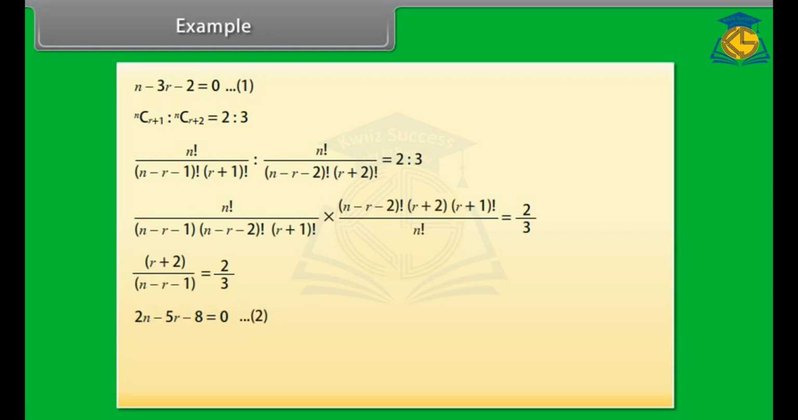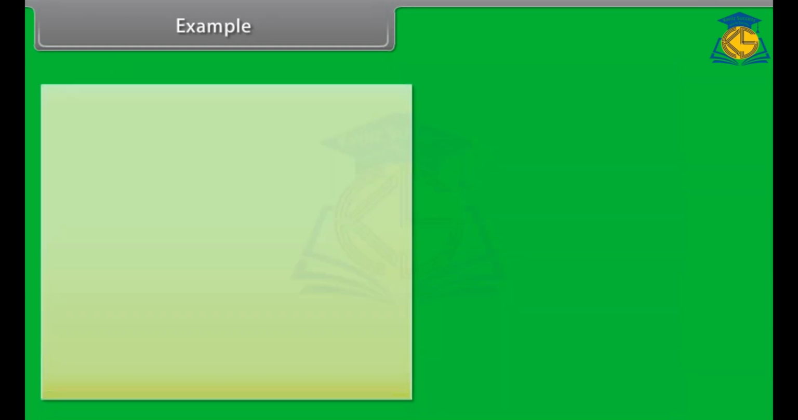Name it as 2. Solving 1 and 2, we get n is equal to 14, r is equal to 4.